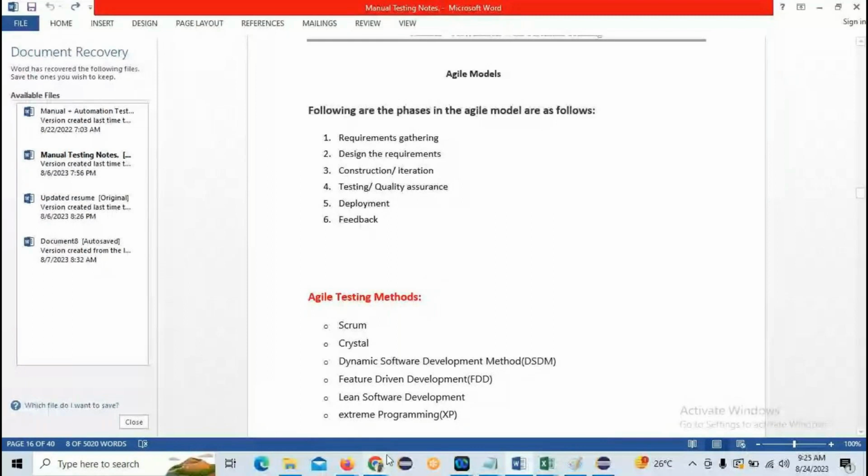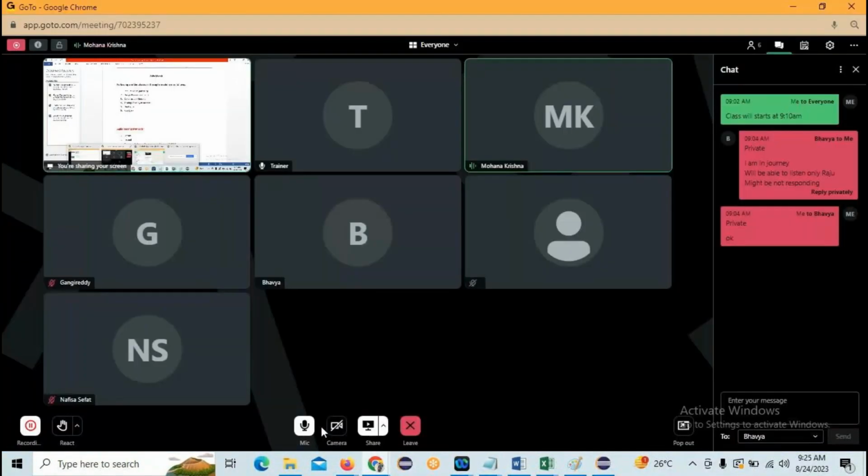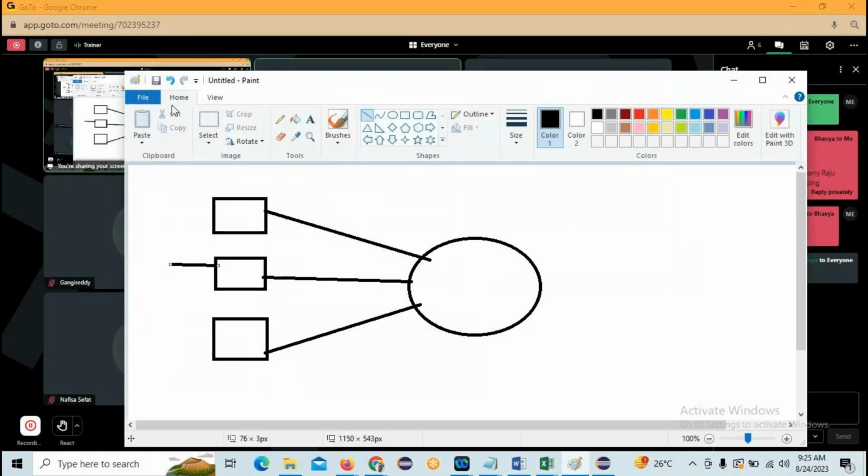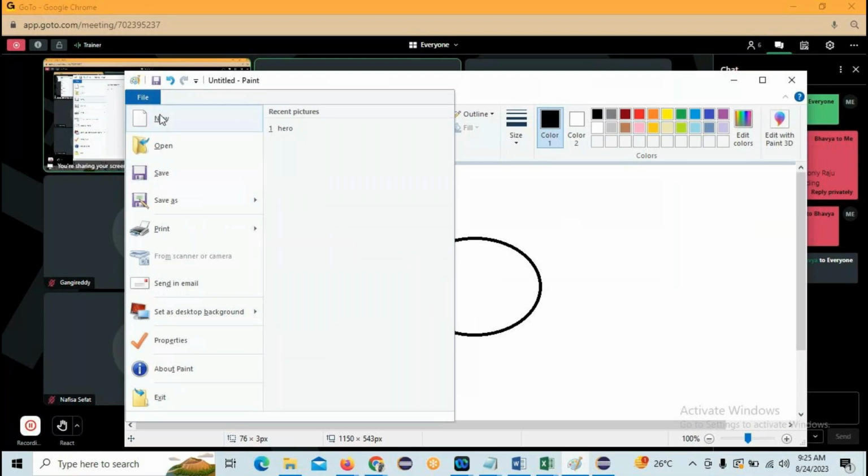Yes, Raju. Raju asks, what is a sprint? What is an actual sprint? A sprint is nothing but 2 weeks of work. Okay, let me open Paint and show it to you.